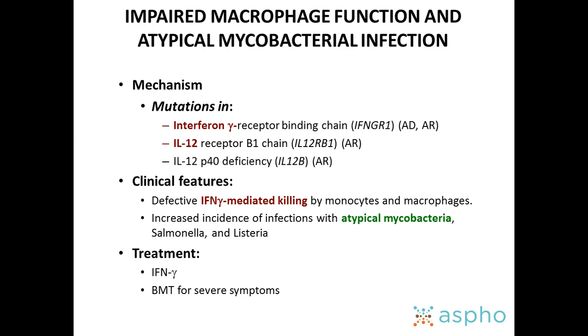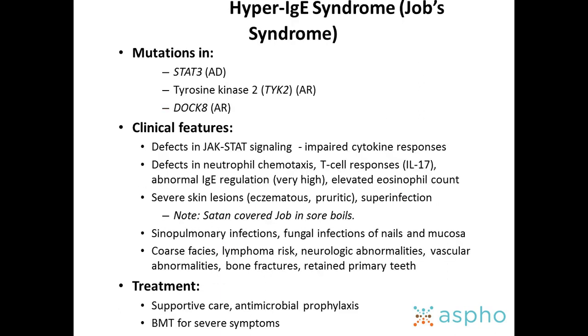The treatment is to give more interferon gamma if they have partial function of their receptors, or go to BMT. This is a relatively new class of disease, so I'm not sure it's made it to boards, but I'm sure it will make it eventually. And then hyper-IgE syndrome, or Job's syndrome. So these are various mutations in JAK-STAT signaling.